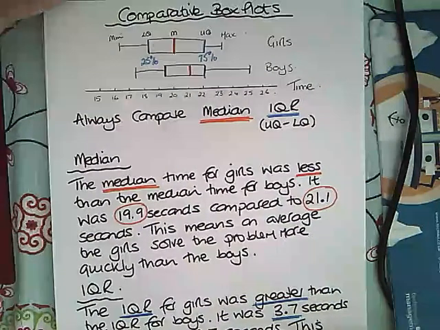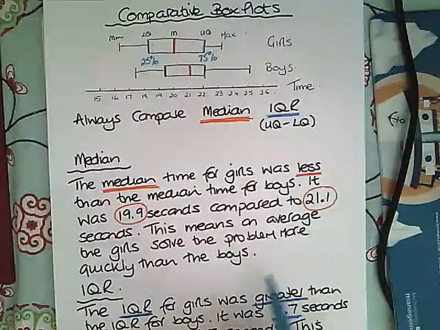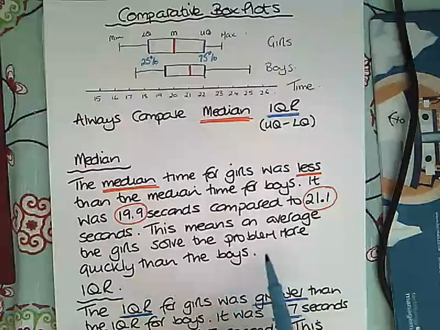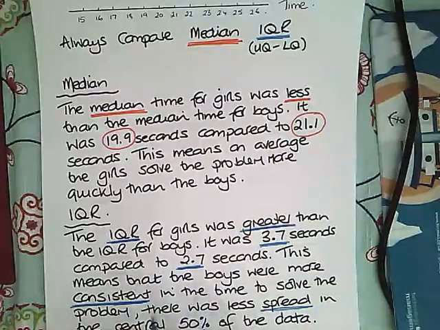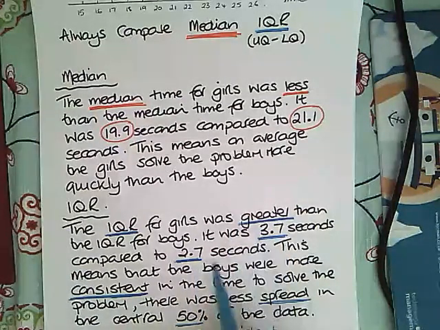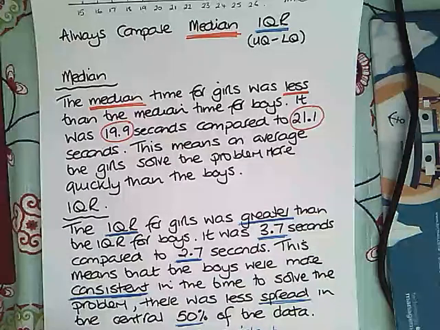So just to recap, you must always compare the median and the interquartile range. You must state the values. You must state whether one is higher or lower, and then you have to interpret what that means. Does it mean that they were quicker at solving the problem? Does it mean that they were quicker at running the race? Does it mean that they were heavier? Does it mean that they were lighter? And secondly, with the interquartile range, again, you have to say whether it's greater or smaller. Compare the actual interquartile ranges, so how long these boxes are. And finally, saying whether this means that the boys were more consistent or the girls were more consistent.